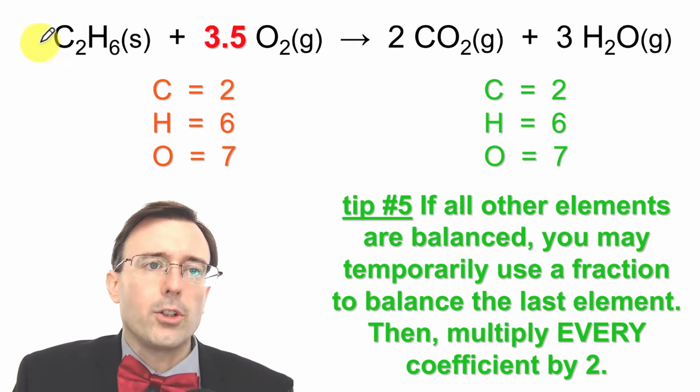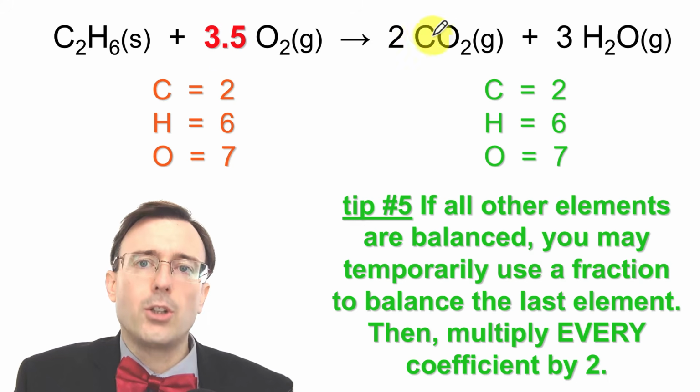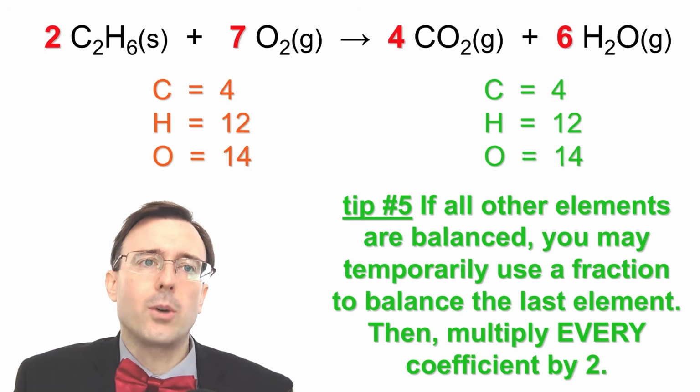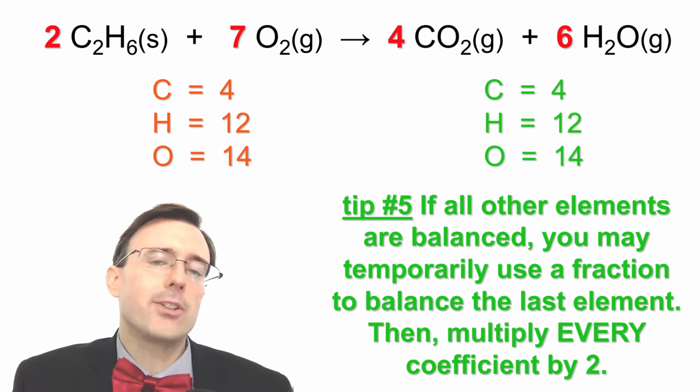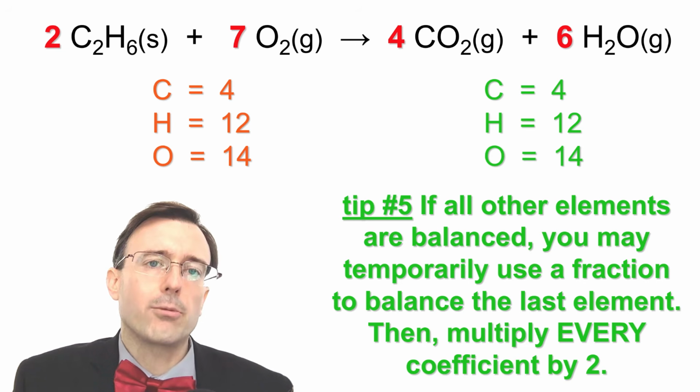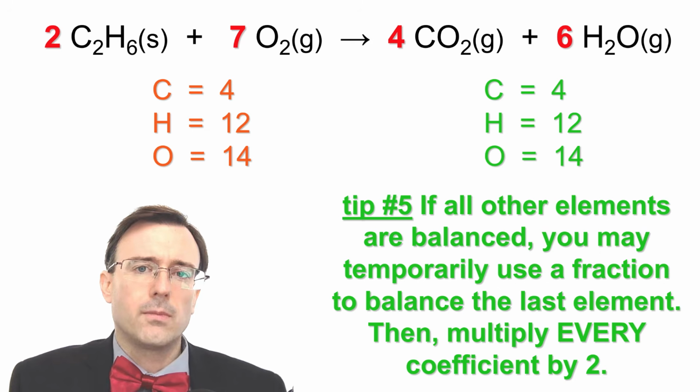And so here, 2 times 1 is 2. And so this new coefficient is going to be 2. 3.5 times 2 is 7. 2 times 2 is 4. 3 times 2 is 6. And so each of those new coefficients is going to be 2, 7, 4, and 6. And now the reaction is still balanced, and we've gotten rid of our fraction.